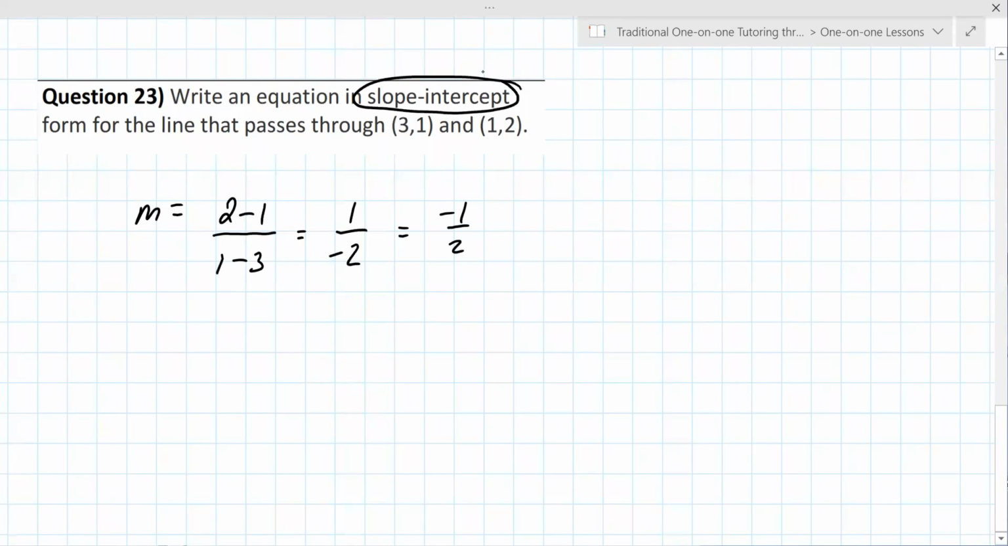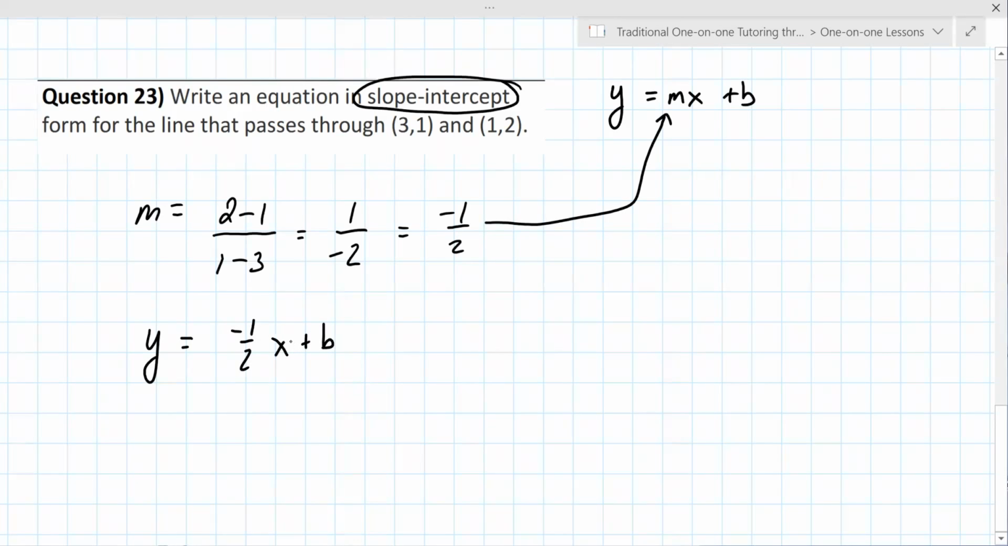Yes. Okay, now slope intercept form is the following. It's y equals mx plus b. You have m, so we're going to write y equals -1/2 x plus b. You now need to solve for b, but that means you need an x and a y. Does it matter which one I choose? It does not. I'm going to recommend this one though, but it does not matter.